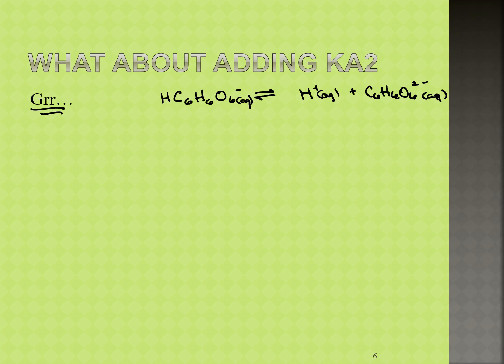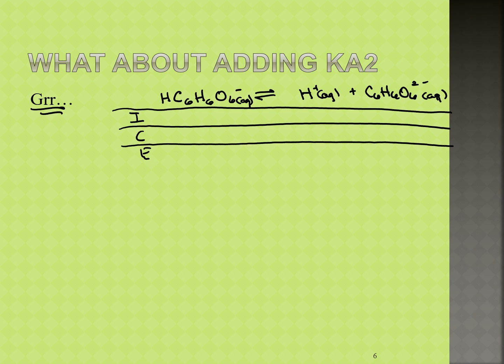All right, now let's think about a new ICE table for this. So I've got a new ICE table now for the successive one. Now, initially, how much of this weak acid do we have? Well, we have as much as we produced from the first ionization. So whatever we solve for X in our first ionization, that is what we are starting with here.